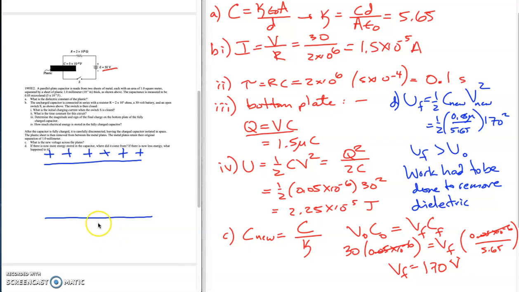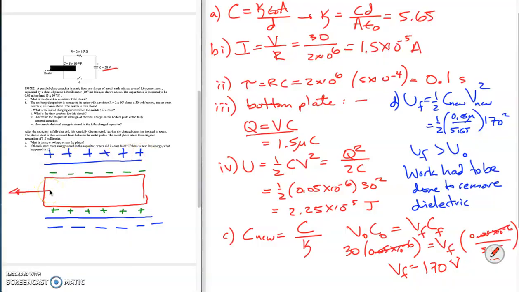So the top plate has pluses, the bottom plate has minuses, and then in the middle here we have our dielectric, which is going to be polarized, but not let the charges move on it. So as it gets polarized, that means we have a bunch of minuses pulled close to these pluses, and then we have a bunch of pluses pulled close to these minuses. And when we're going to remove the dielectric, that means we're going to pull it to the side.